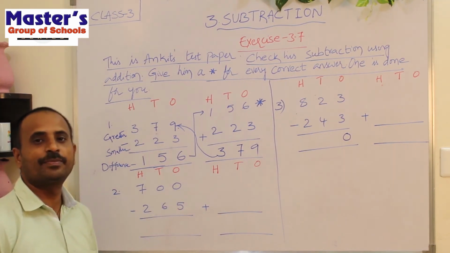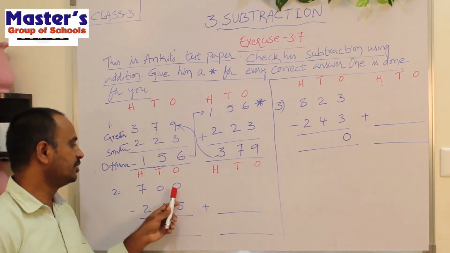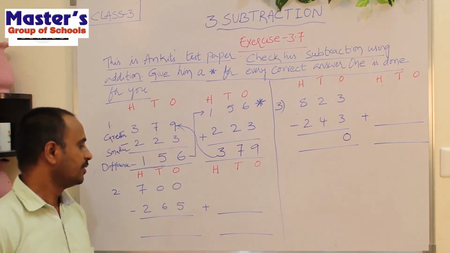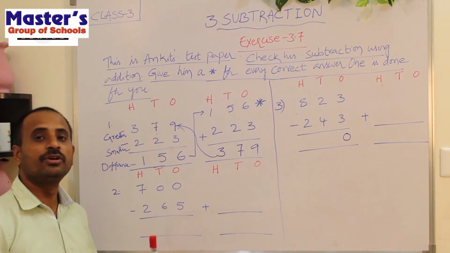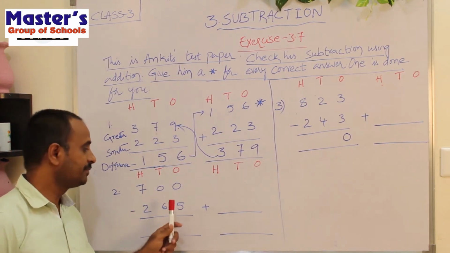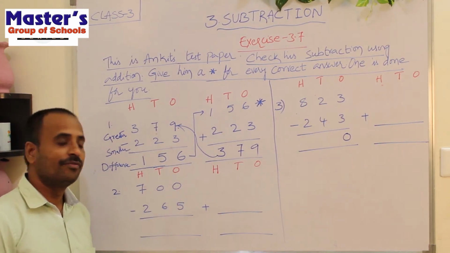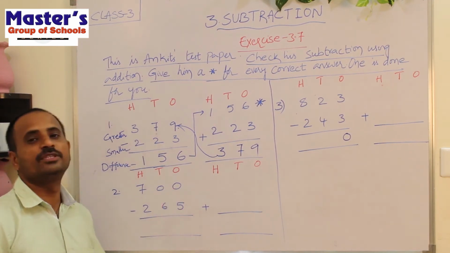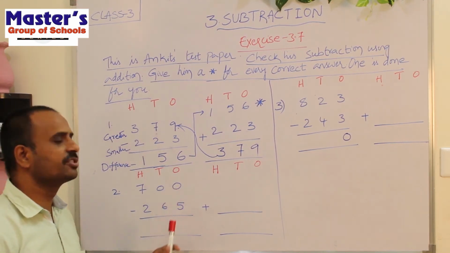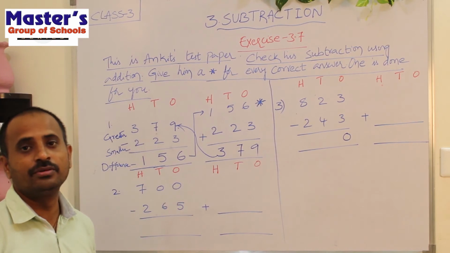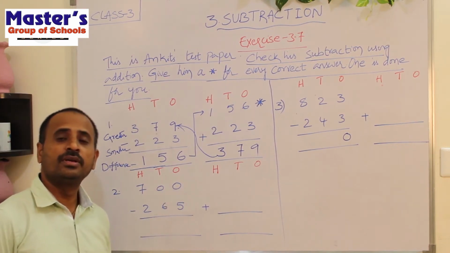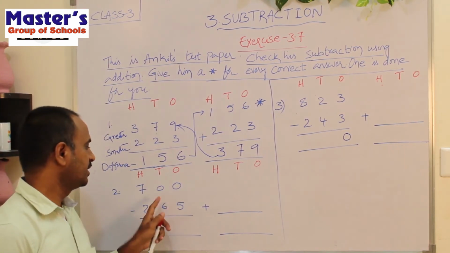So 0 and 5 are present in ones place. We cannot subtract 5 from 0 because 5 is a greater number and 0 is a smaller number. We cannot subtract a greater number from the smaller number. So here subtraction is not possible. Then what do we have to do? Subtraction is not possible, then we have to borrow from its next place.